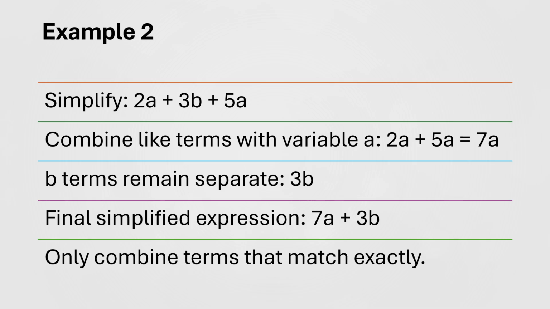Next example, 2a plus 3b plus 5a. We first combine like terms with the variable a: 2a plus 5a equals 7a. The term with variable b, 3b, cannot be combined with a terms. So the simplified expression is 7a plus 3b. Always remember to only combine terms with exactly the same variable.